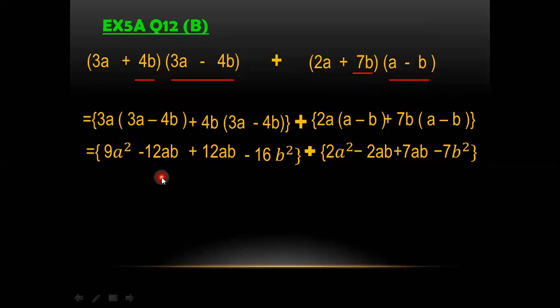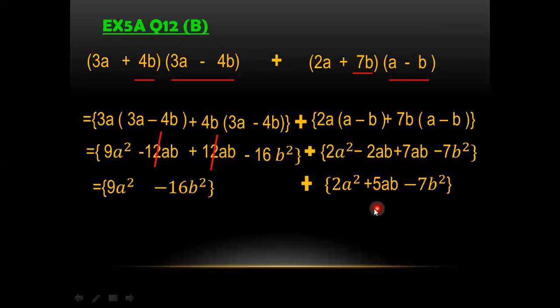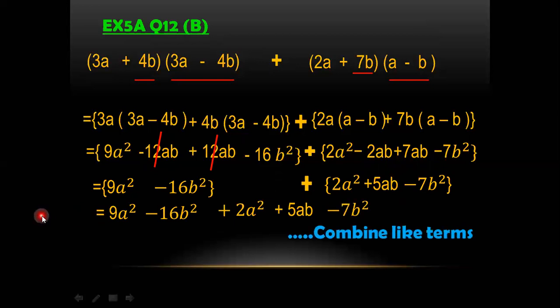Now we can see that this minus 12ab and plus 12ab, they are cancelled with each other. And we are left with 9a square and minus 16b square here in this bracket. And then in this bracket, 2a square minus 2ab and plus 7ab, they give us plus 5ab, minus 7b square as it is. As we have a sign of plus over here, there will be no change of sign, and we will write all the terms with the same signs over here and combine them.